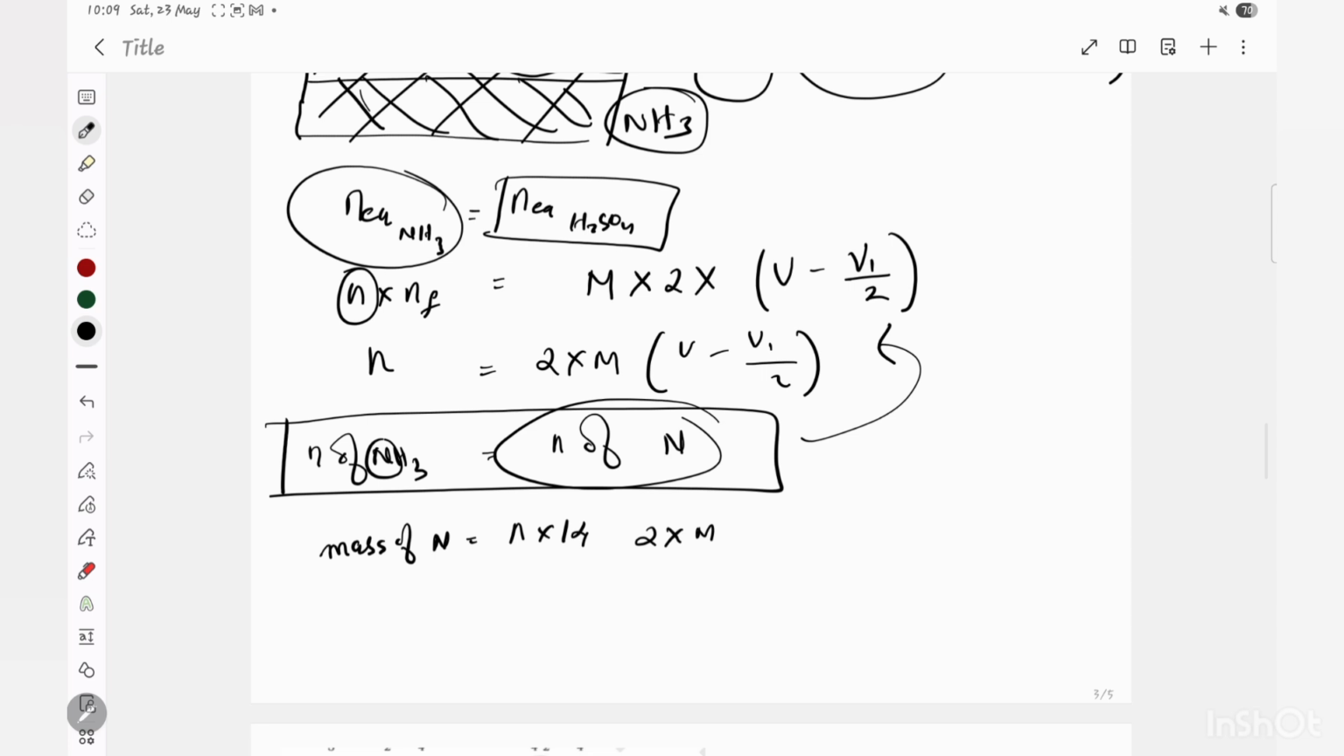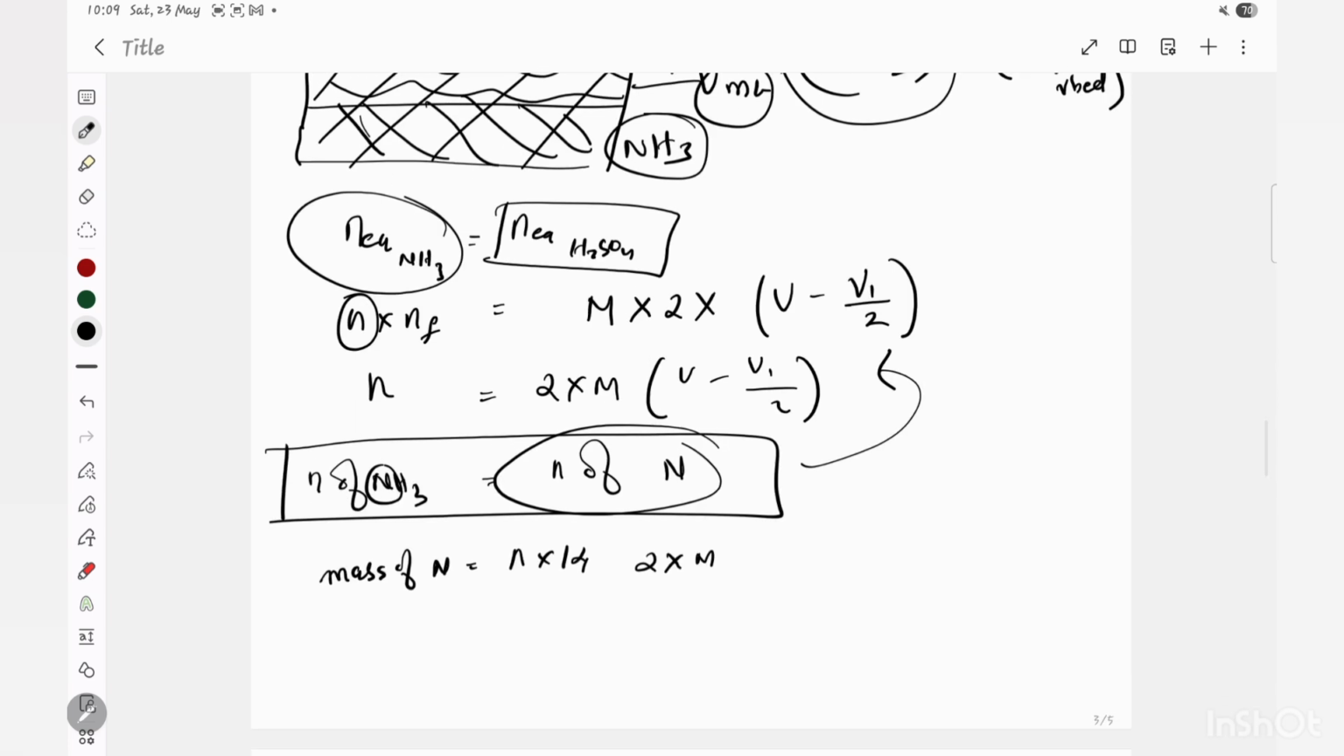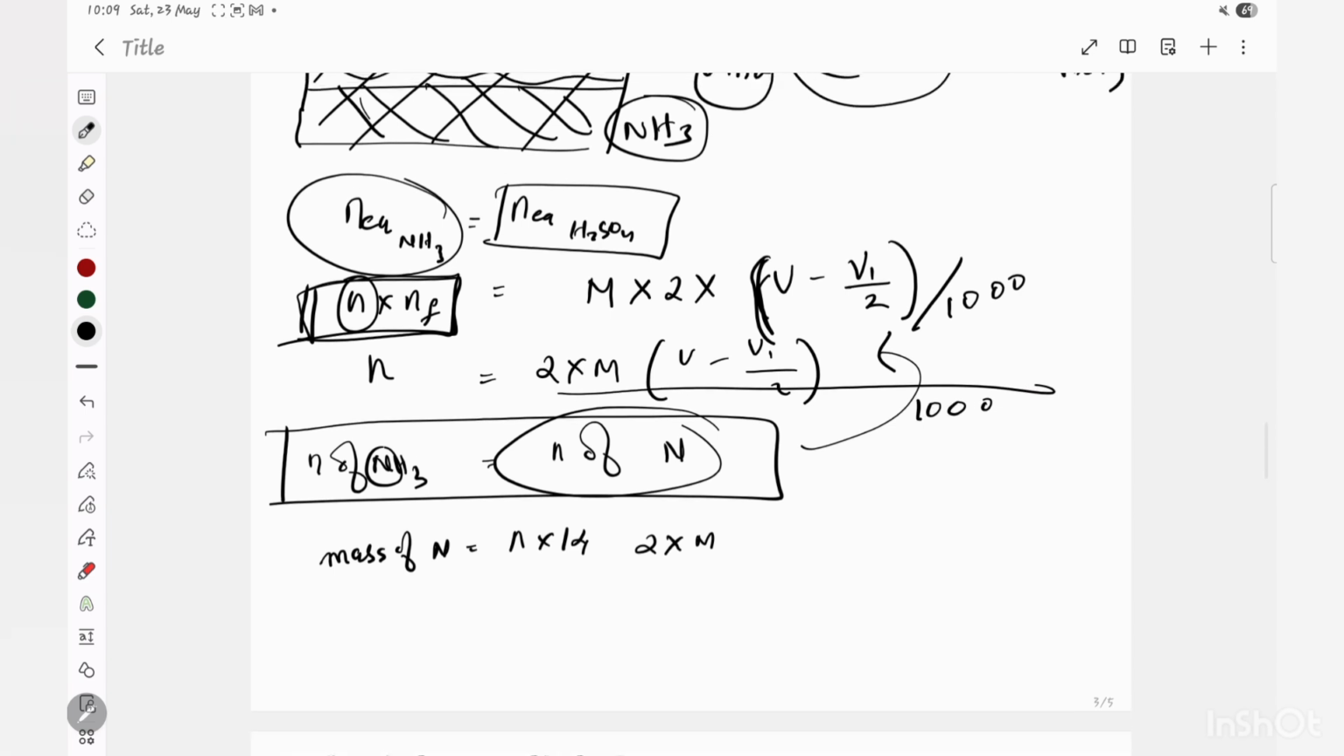Oh, one more thing which I forgot here. When I'm taking n into n factor, molarity into volume, the volume should be in liters, which I forgot. Volume is here in mL, so we have to convert that into liters. How to convert that into liters? Divide mL by 1000. So here a 1000 will also come, which I forgot. Okay.